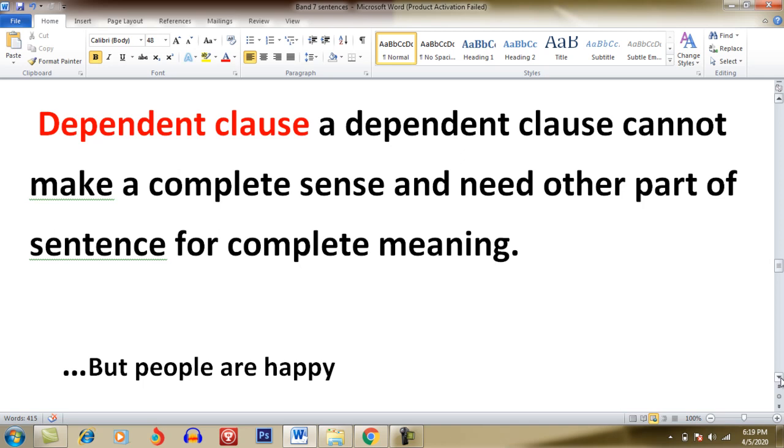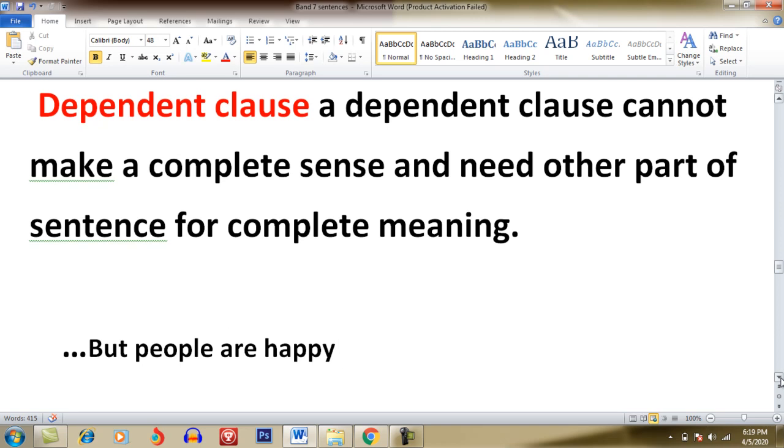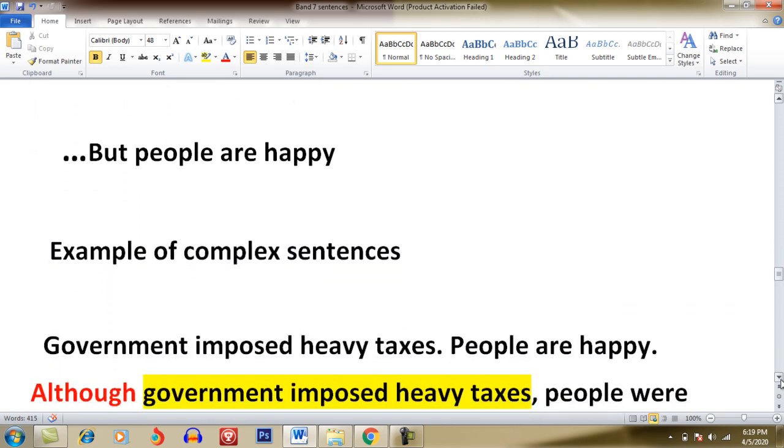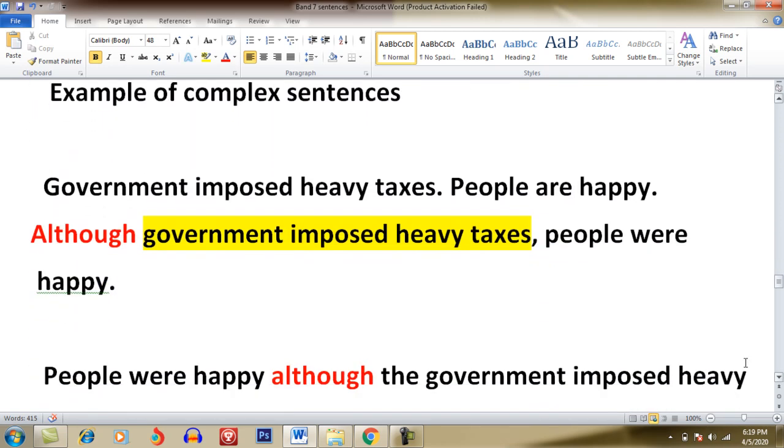Independent clause. I have explained already that a simple sentence is known as an independent clause, which can stand alone, but a dependent clause cannot stay alone. For example, "Government imposed heavy taxes." "People are happy." Now I have two simple sentences. If I want to make a complex sentence, I'll put here a subordinate conjunction, like "although": Although government imposed heavy taxes, people were happy.